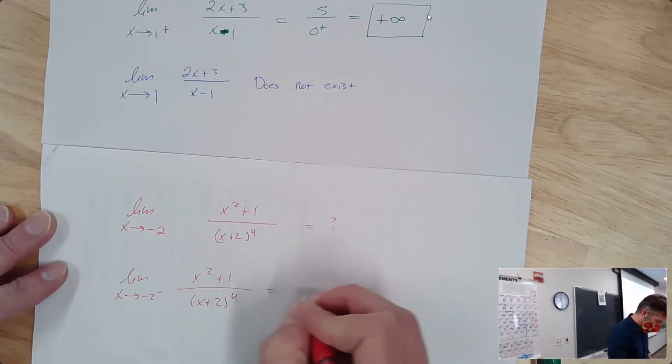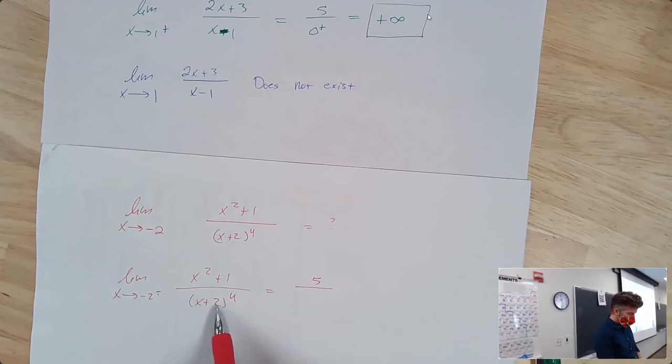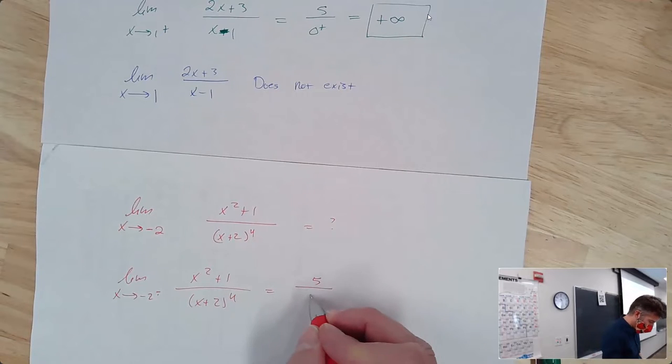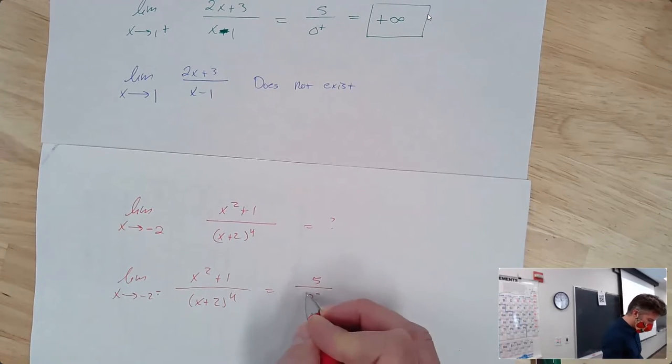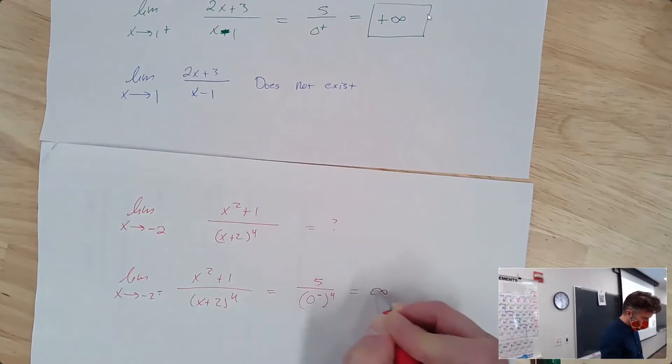I should actually write the thing before I start plugging in. So I'm going to get 5 on top. If I'm less than negative 2, like negative 3, is this going to be a slightly positive or a slightly negative number inside the parentheses? Slightly negative. Although that doesn't matter because we're raising it to an even power. So it's going to be slightly positive overall. So we have a positive over positive, great, infinity.